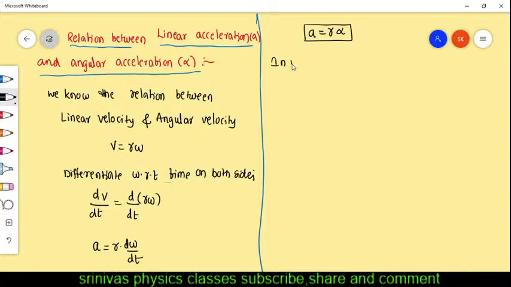That is in vector form. In vector form, we can write it like this: a bar is equal to alpha bar cross r bar. We can write this in vector form.